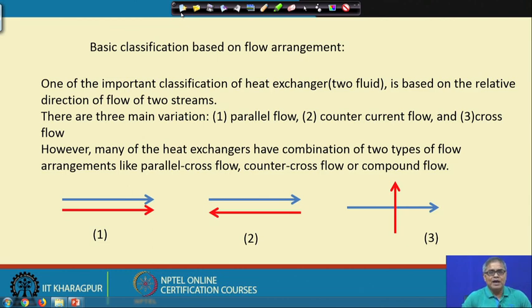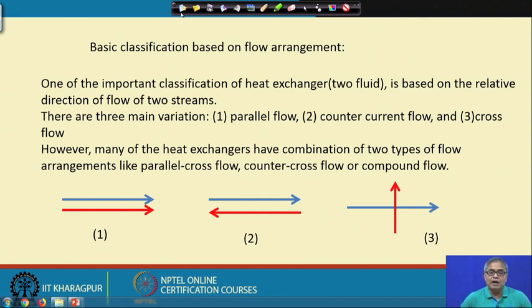Based on that, we have three basic categories of heat exchanger. The first one is called parallel flow heat exchanger. In this figure also it is given symbolically. Now, in a parallel flow heat exchanger, both the fluids are flowing in the same direction. For both the fluids, the inlet will be on one side of the heat exchanger length and the outlet will be on the other side of the heat exchanger length.